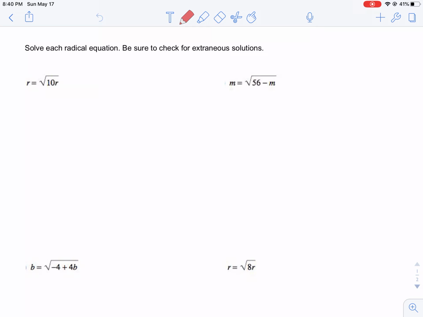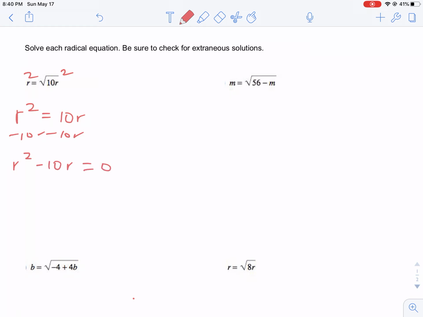All right, in all of these, we're going to end up with a quadratic equation. So the first one, we have r equals the square root of 10r. We need to get rid of that square root, so we're going to square both sides. That's going to leave us with r squared equals 10r. We want to get everything on one side, so we're going to subtract 10r from both sides. We're left with r squared minus 10r equals 0.